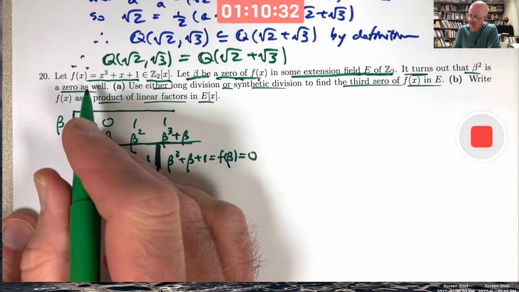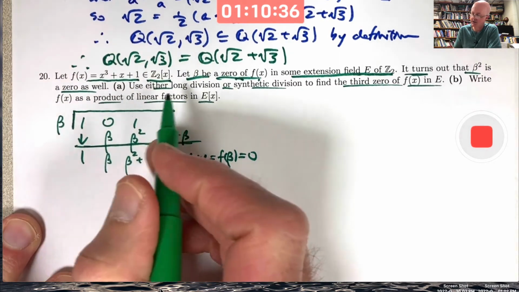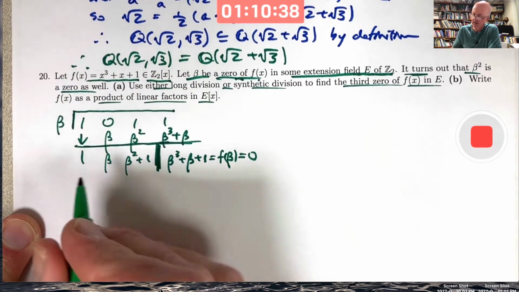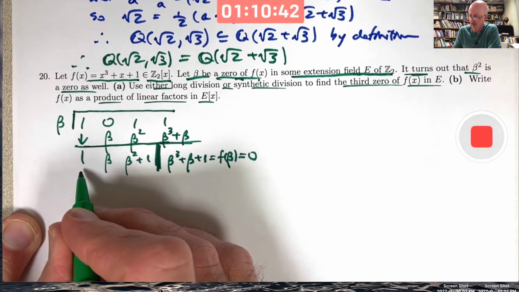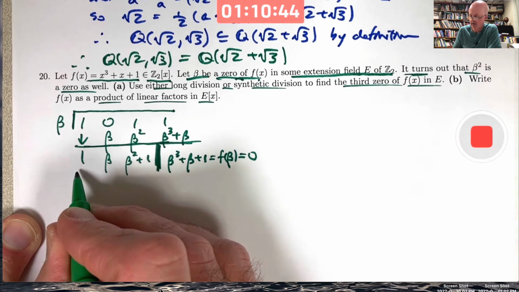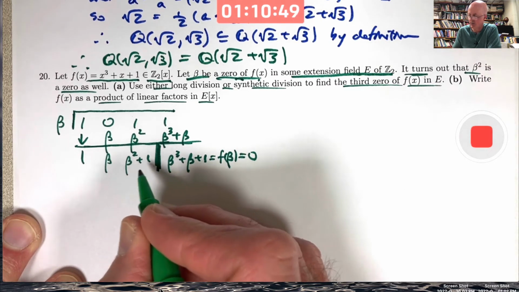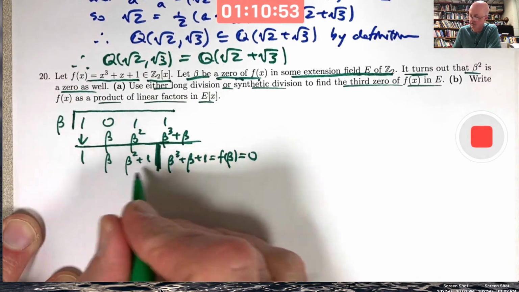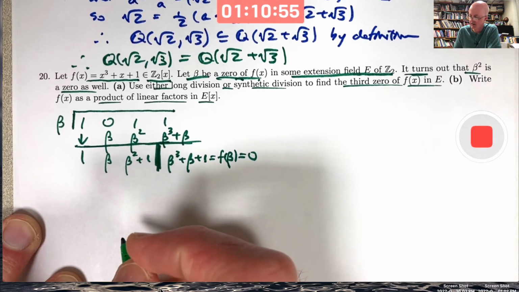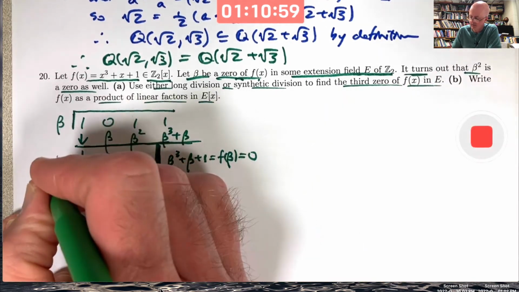And when you divide f(x) by x minus beta, which again is the same as x plus beta because the coefficients are mod 2, the quadratic that you're left with as a quotient will have these coefficients. So it'll be x squared plus beta times x plus this quantity, beta squared plus 1, times x to the 0, which is just 1. So I guess you don't need the parentheses. That's the constant term. I claim beta squared is another 0.